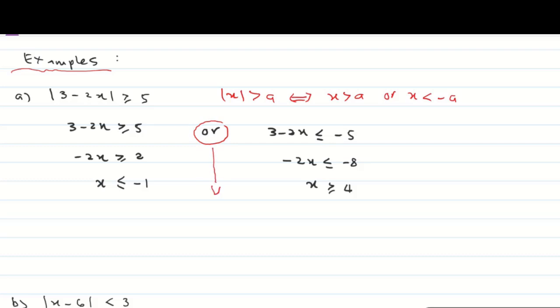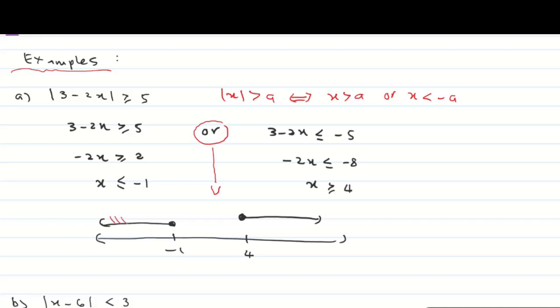Or means union. So for these two intervals, we have to simplify using a number line. So we have negative 1 and 4, x less than or equal to negative 1, and another one is x greater than or equal to 4. You want to find the union, so you should shade all the intervals. So the conclusion is from negative infinity to negative 1, union 4 to infinity.